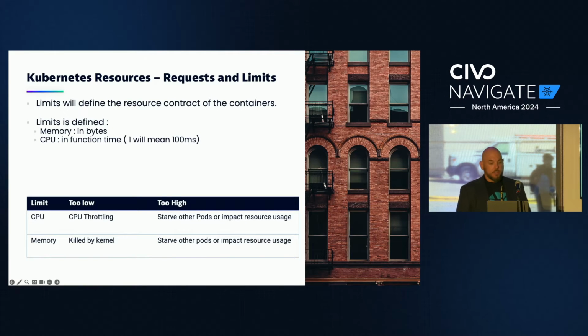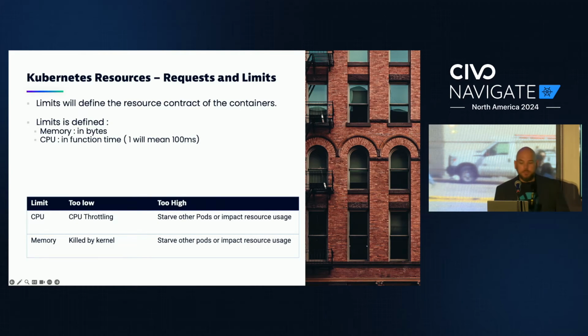Then we have our limits. With limits, these are the boundaries in which the CPU and memory can be used by the different containers on the cluster. And if the CPU limit is too low, then that container will be throttled. That's going to slow down your workload. Conversely, if the CPU limit is too high, then again, you are starving other pods of that time to be able to use the CPU resource. But from a memory perspective, if the memory limit is too low, then the container is going to be killed. So that is to say that if the container's memory usage reaches that defined limit, then Kubernetes will kill it and that container will be restarted.